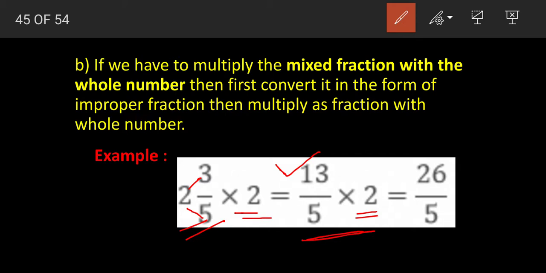So in that case, what to do? We have to multiply the numerator and the whole number. So 13 × 2 is 26, keeping the denominator the same, which is 5. So the product becomes 26/5.